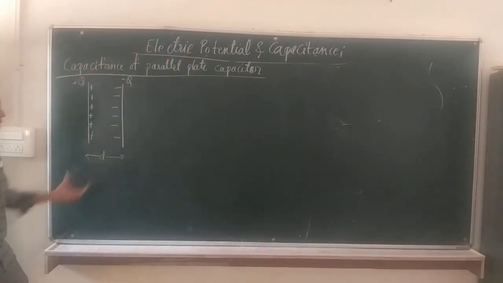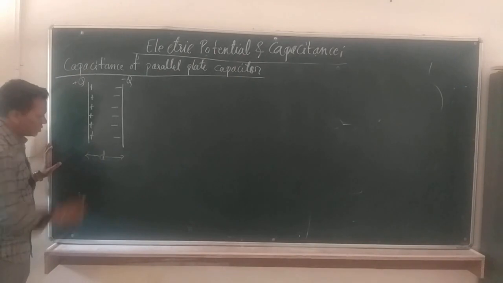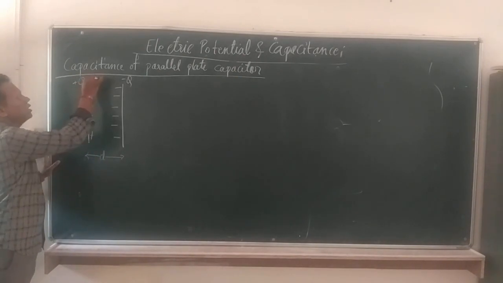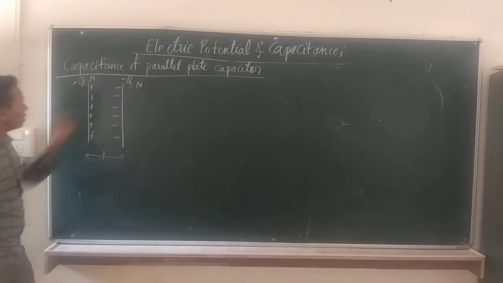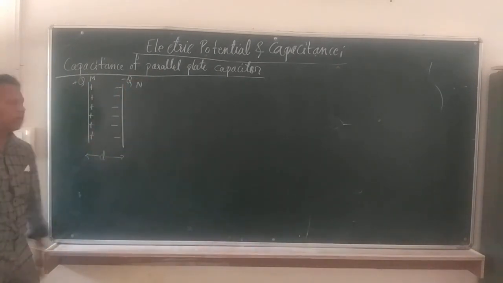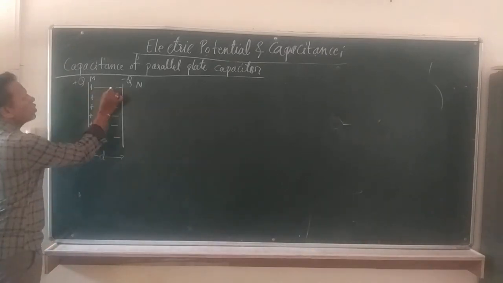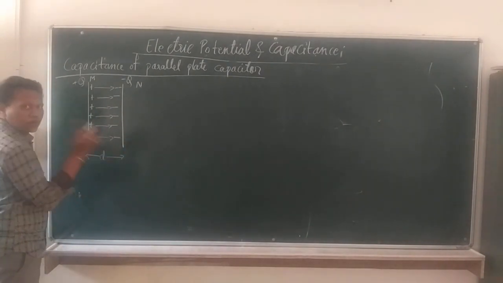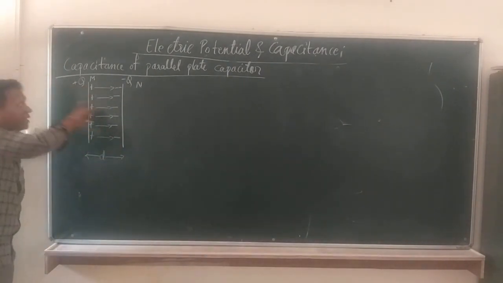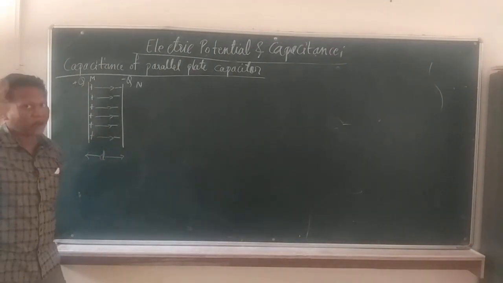For that I need a parallel plate capacitor over here, and these are the two conducting metal plates. Let us name these plate M and plate N. So this is M, this is N. As we know, electric field lines will move from positive to negative, so this direction will be in this way. Keep remembering this: whether we take it between the plates or outside the plates, this direction won't change at all.